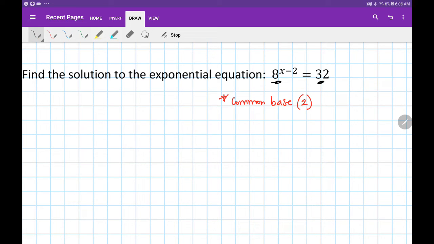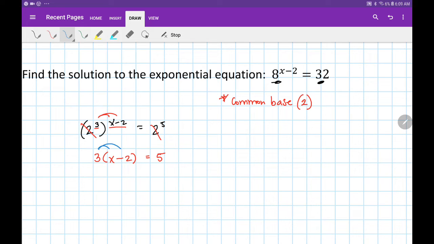So let's start with the left side. Rewriting 8 as 2 cubed, the power of x minus 2. And on the right side, 32 is 2 to the 5th. So we have common bases. So we'll set our exponents equal. But remember, a power to a power means we're going to have to multiply. So this is what we got.